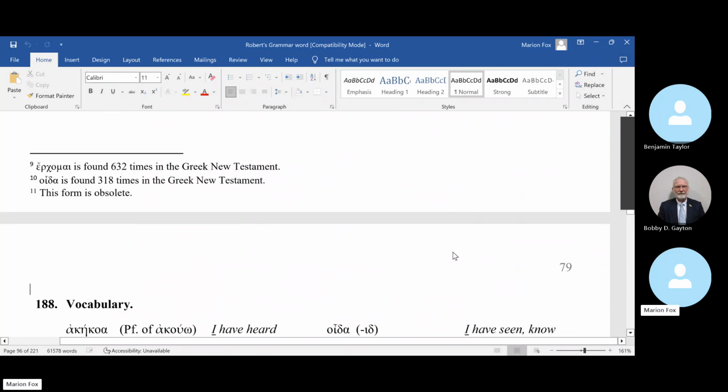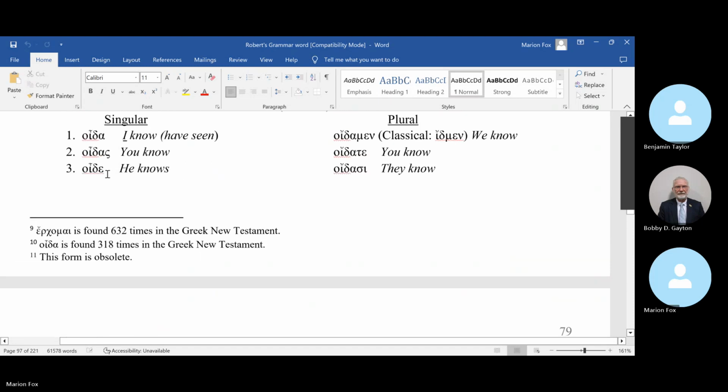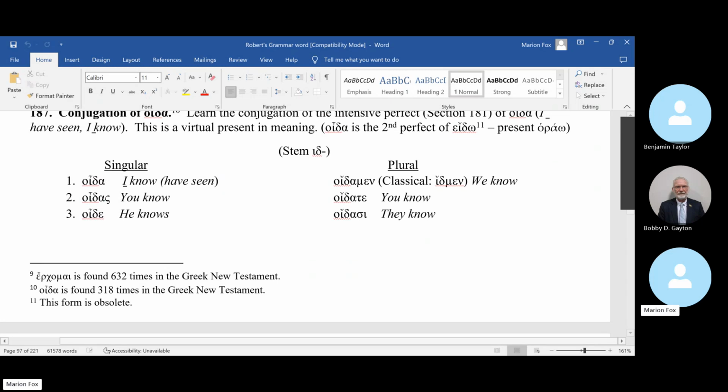Oida, let's look at footnote number 10. Oida is found 318 times in the Greek New Testament, so it's pretty evident that it's there a bunch. Erchomai has odd forms in all of the cases. It's irregular. Okay, what's an irregular verb?